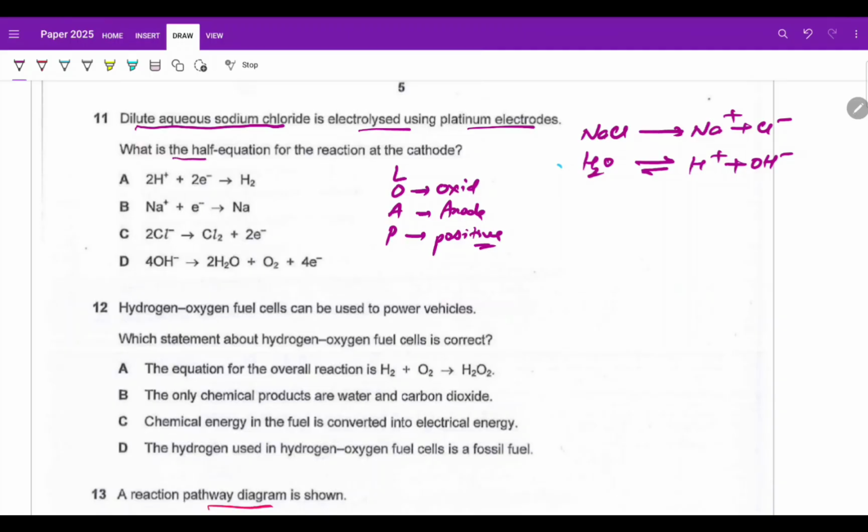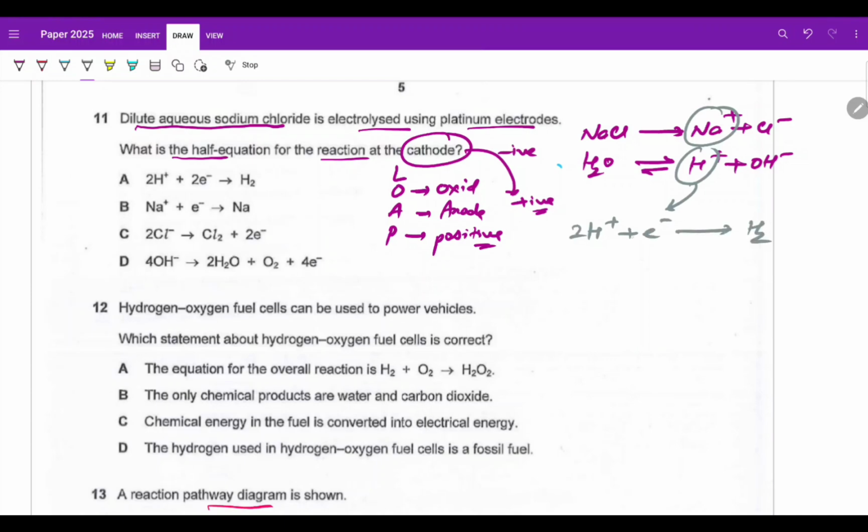What is the half equation for the reaction at cathode? He's asking about cathode. What goes at cathode? Cathode is negatively charged, therefore positive ions go to the cathode. Out of Na+ and H+, the H+ has more tendency to lose its charge, hence H+ will go to cathode, accept electrons, convert into hydrogen gas, and reduction will take place. Therefore the reaction will be 2H+ + 2e- gives H2. This should be the reaction at cathode of dilute aqueous sodium chloride electrolysis.